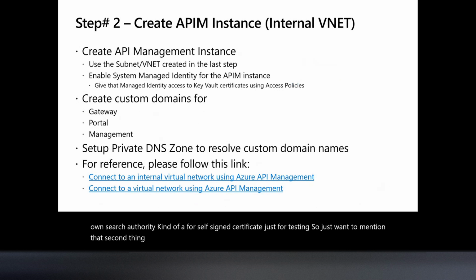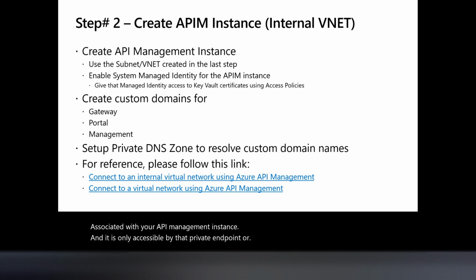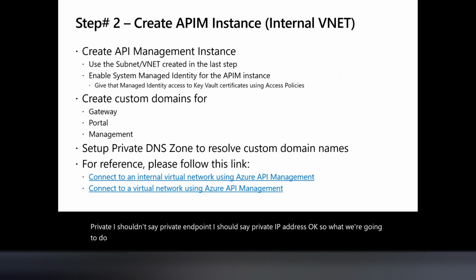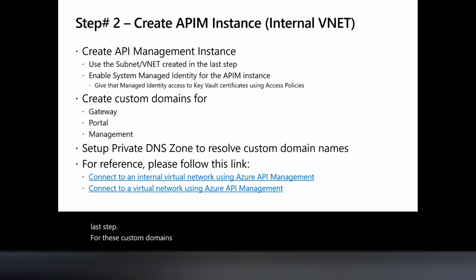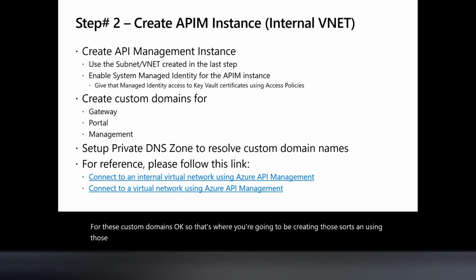Second thing is creating the API management instance. So you create an internal VNet instance. In that case, you have a private IP address associated with your API management instance, and it is only accessible by that private IP address. So what we are going to do is create custom domains, using the certs that we created in the last step for these custom domains. That's where you're going to be using those certs to create those custom domains. And then you will need private DNS zones.